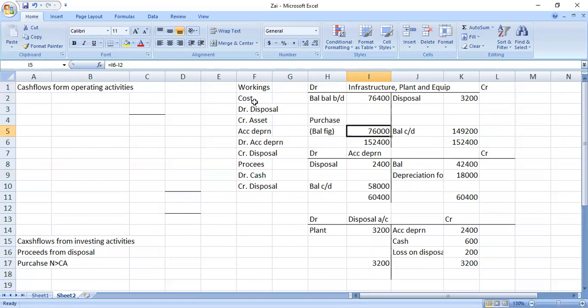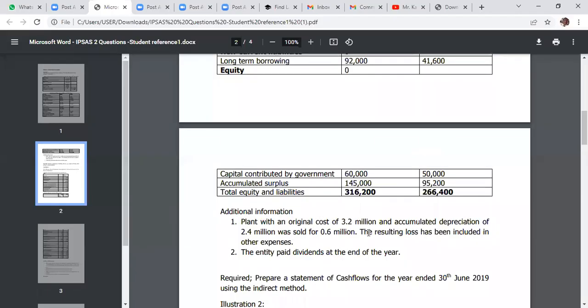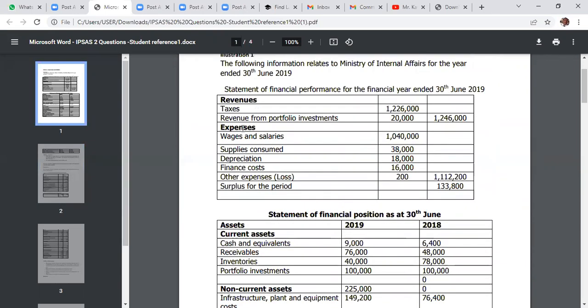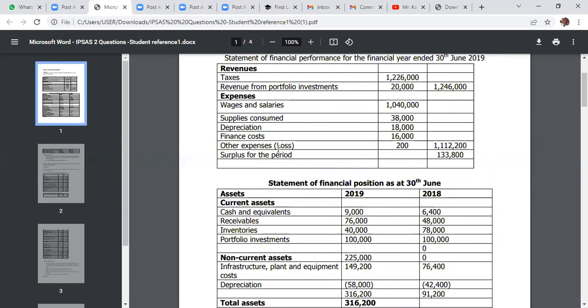So of course, the first part tells you that there's gain or loss on disposal. Now, if you read a statement, we had a loss of 200, yes, but our statement here says that the resulting loss has been included in other expenses. Okay, what does that mean? It means that under our expenses, we have a non-cash flow transaction of 200 in other expenses. So if I go to my income statement, therefore, and look at it here, other expenses, loss, it is 200.